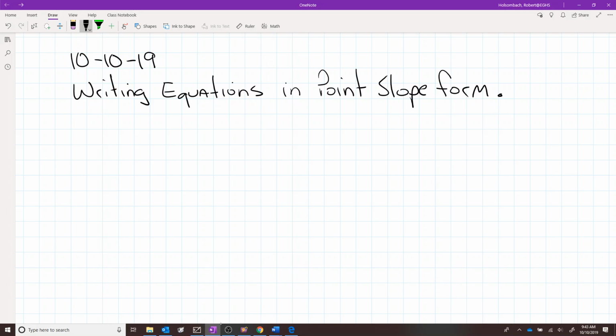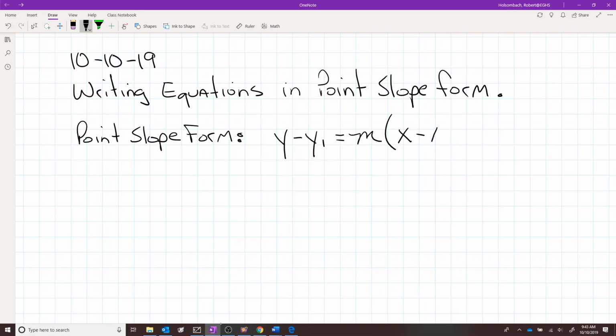So here, let me show you what point-slope form looks like first. Point-slope form of a line looks like y minus your y sub 1 equals m times x minus your x sub 1.